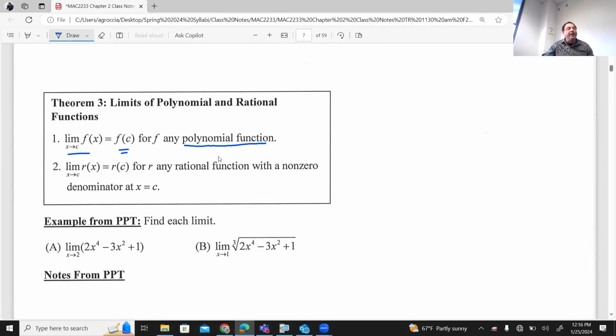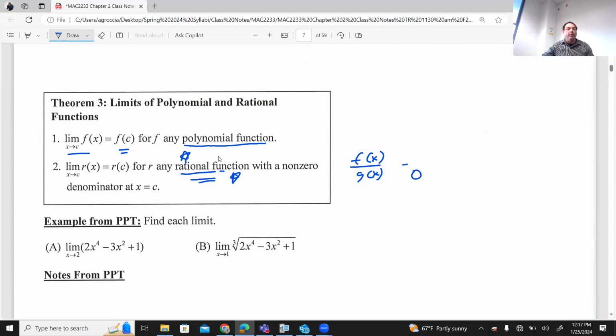But if you have a rational function, remember what that means. A rational function is where you have a function on top, a polynomial function on the bottom. Remember? This one, you need to be careful. And you need to be careful at certain places. Where do you definitely need to be careful? When whatever makes the denominator 0.